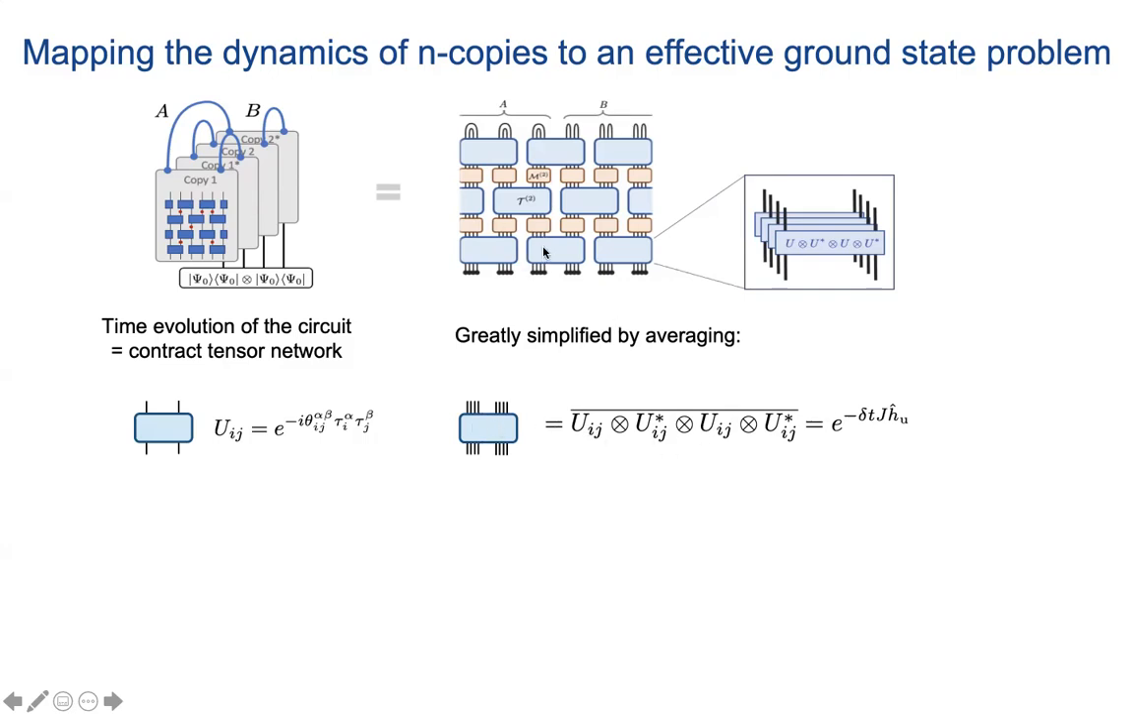an effective term in this tensor network, basically that looks like imaginary time evolution for a small time step. If the unitary is close to unity, then we have a small time step, imaginary time evolution with some effective Hamiltonian. This is for averaging over unitaries.